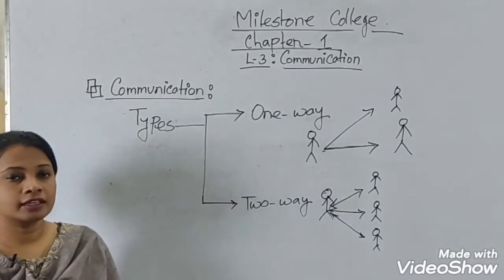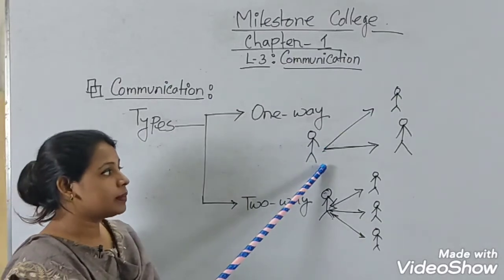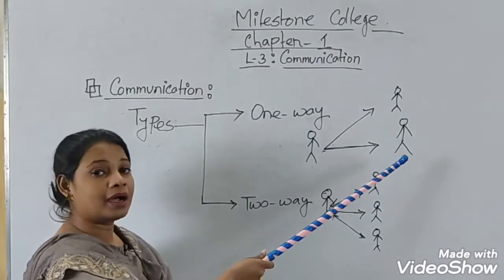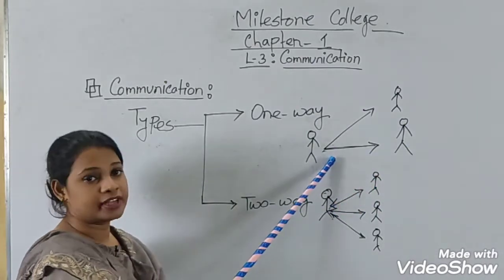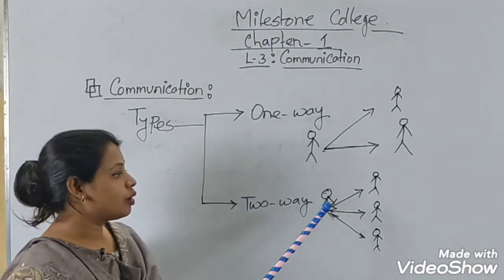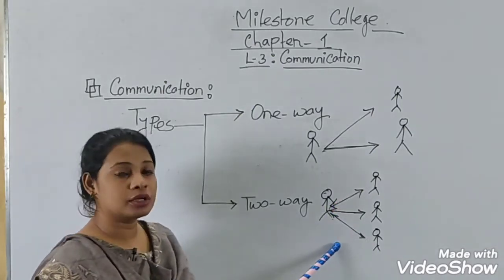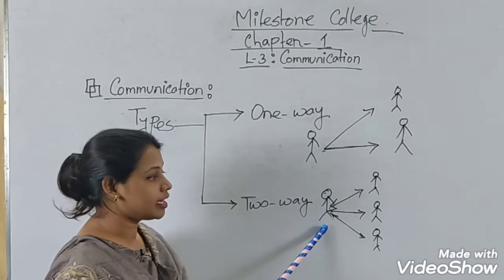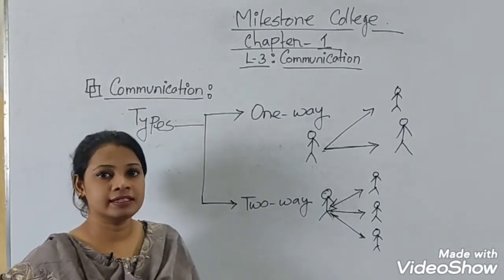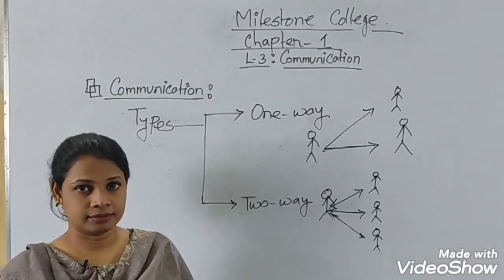Students, usually there are two types of communication. One-way communication, where one person can communicate with more than one person, but those persons cannot respond at the same time. Another one is two-way communication, where one person can communicate with more than one person or company, and at the same time they can respond to that person. Okay. Now let's come to the detailed lesson. Firstly, I will discuss one-way communication.